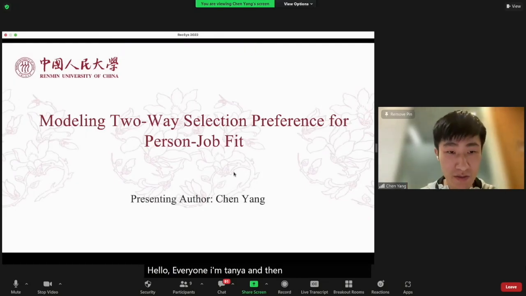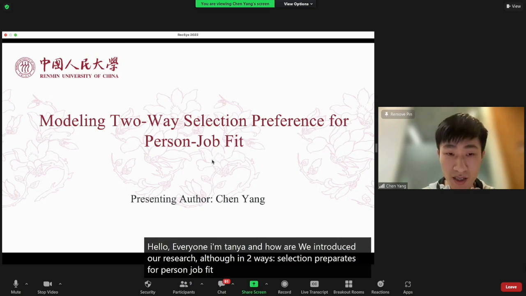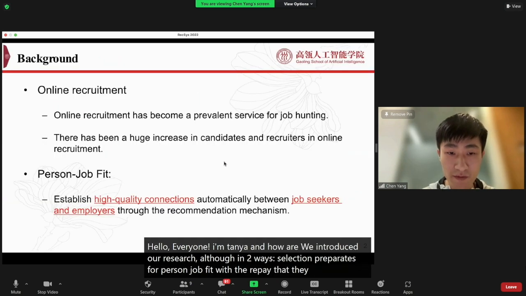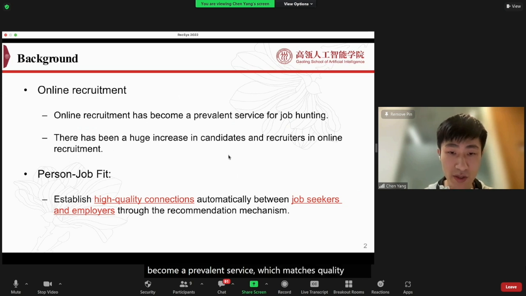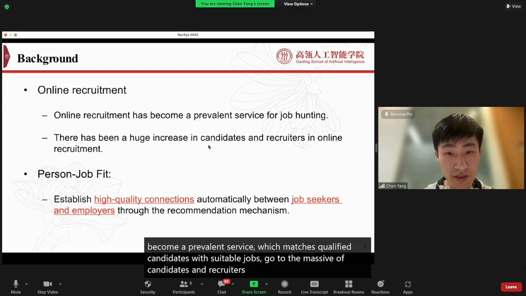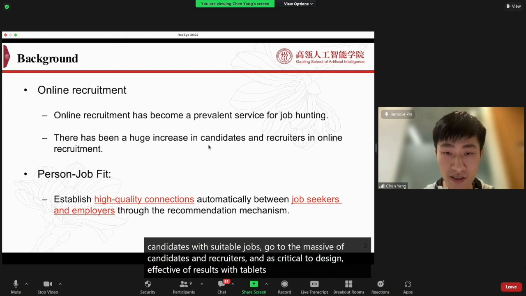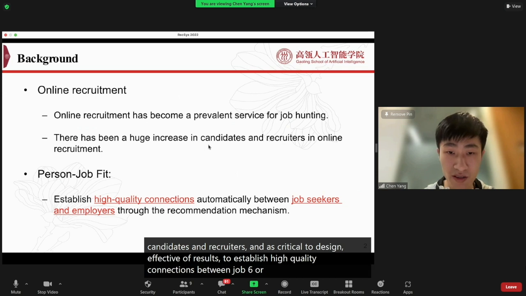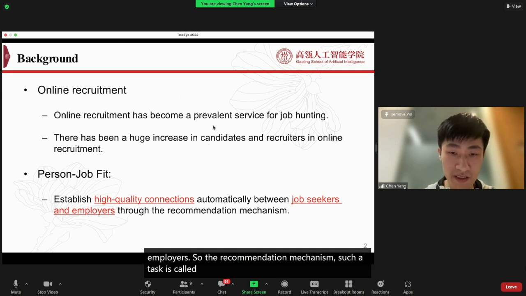And I will introduce our research, modeling two-way selection preference for person-job fit. With the rapid development of internet technology, online recruitment has become a prevalent service, which matches qualified candidates with suitable jobs. Due to the massive growth of candidates and recruiters, it is critical to design effective algorithms to establish high-quality connections between job seekers and employers through the recommendation mechanism. Such a task is called person-job fit.